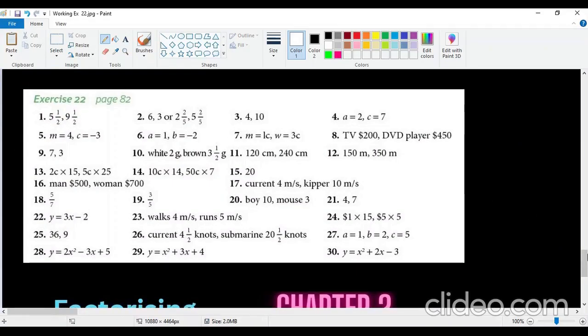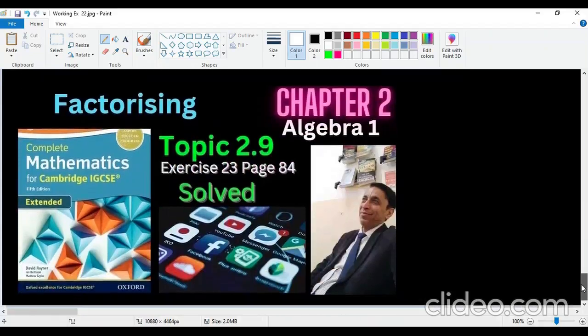This is going to be our next chapter, which is exercise 23 that you can find on page 84. From here, the factorization topic will run for about 2 or 3 exercises.